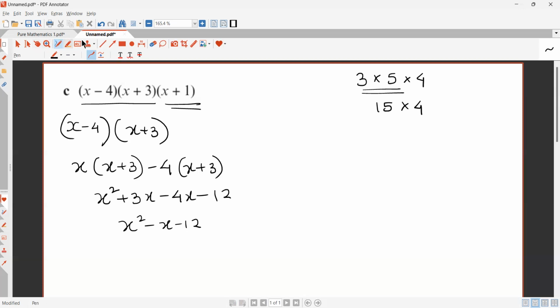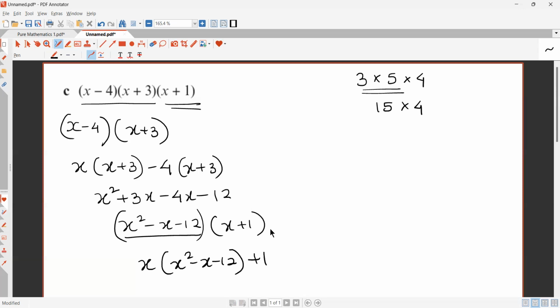Okay, now. Chalo, let's start. So x square minus x minus 12. Now this whole thing which we got, can I multiply this whole thing with x plus 1? Can I do that, by the way? So basically this x will get multiplied to all of them, x square minus x minus 12, and the 1 will get multiplied to x square minus x minus 12.